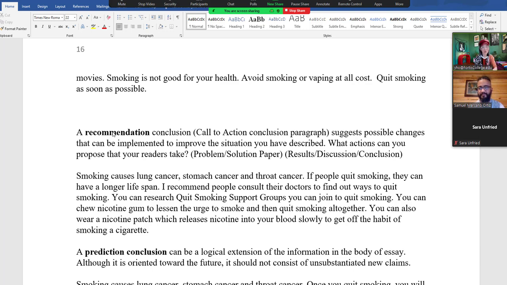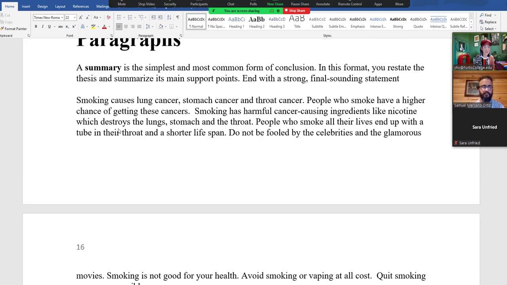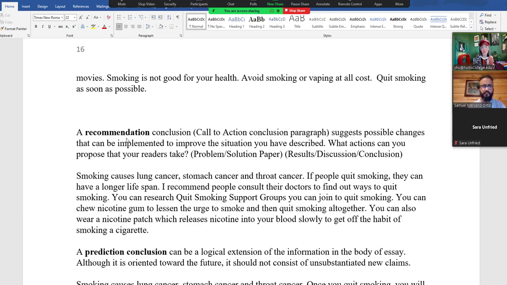Go consult your doctor. If you find ways to quit, join a support group. Take nicotine gum and quit smoking. So here you're telling readers to do something about quitting smoking, you see. So you're not just summarizing your essay, like here, I would say people who smoke have a higher chance of getting these cancers. You're actually telling people to do something about it. So that's known as a recommendation conclusion.